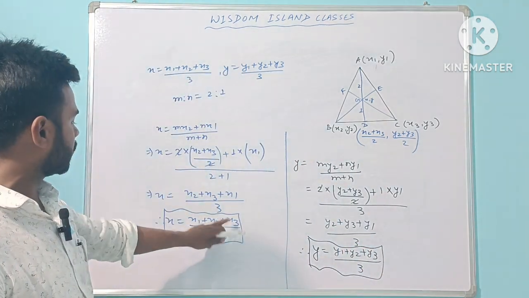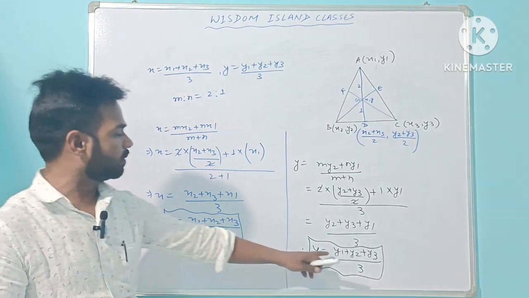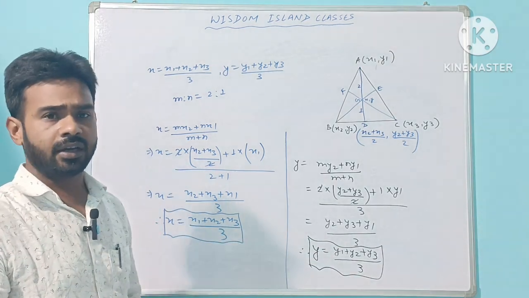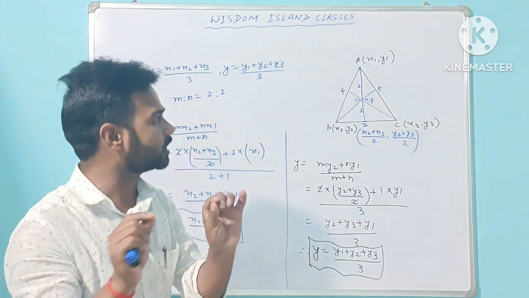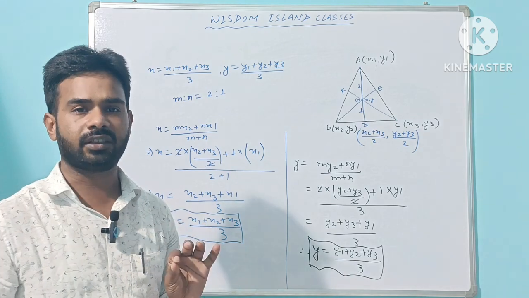So x will be equal to x1 plus x2 plus x3 by 3 and y will be equal to y1 plus y2 plus y3 by 3. Thus we can derive the coordinates of the centroid of any triangle.